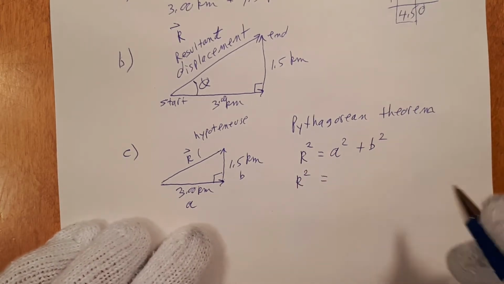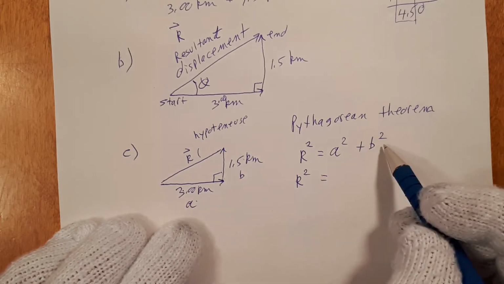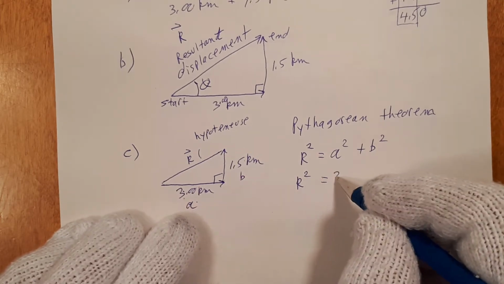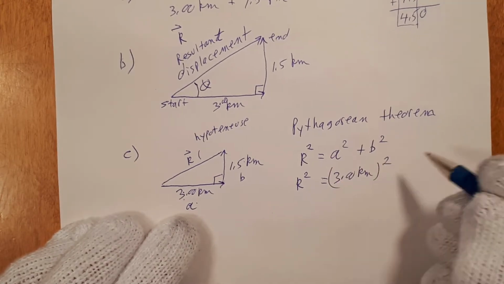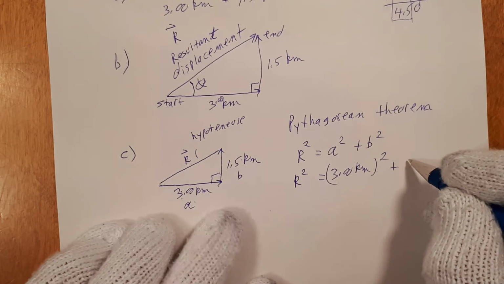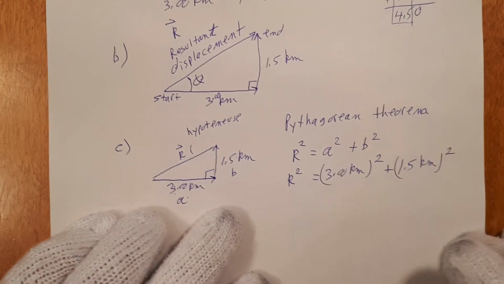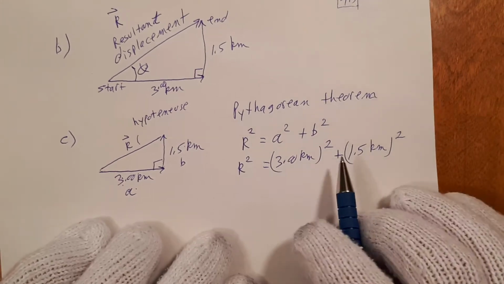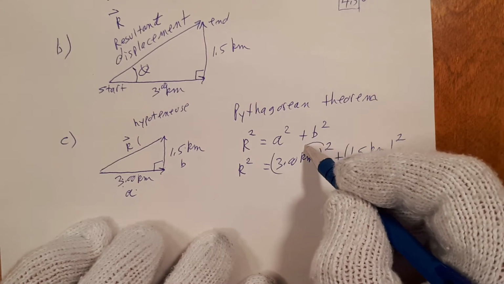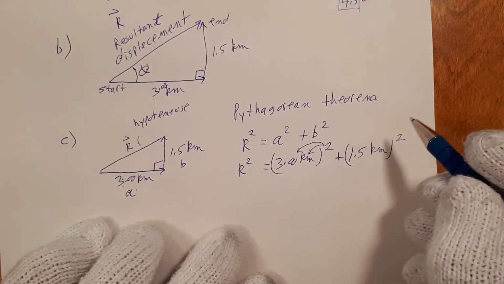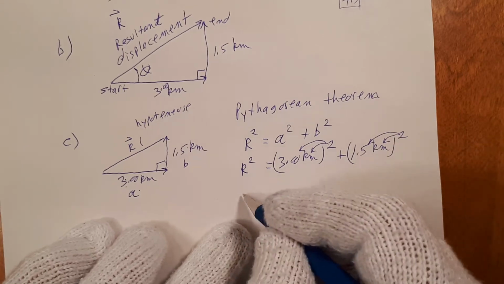The resultant is equal to a squared. Well, a can be this one or a can be that one. It really doesn't matter. So I've chosen this one. 3.00 kilometers, everything squared, plus 1.5 kilometers, everything squared. We need to remove the brackets. To remove the brackets, we have to use the squared here, and it operates on the number as well as the units. And that square operates on the numbers as well as the units in order to remove the brackets.